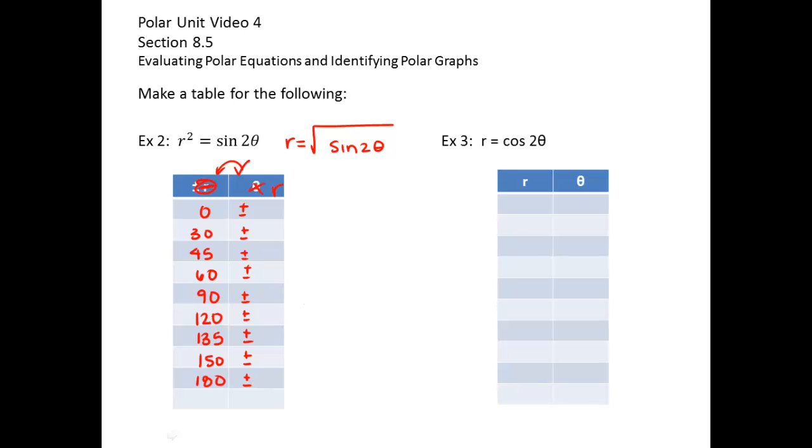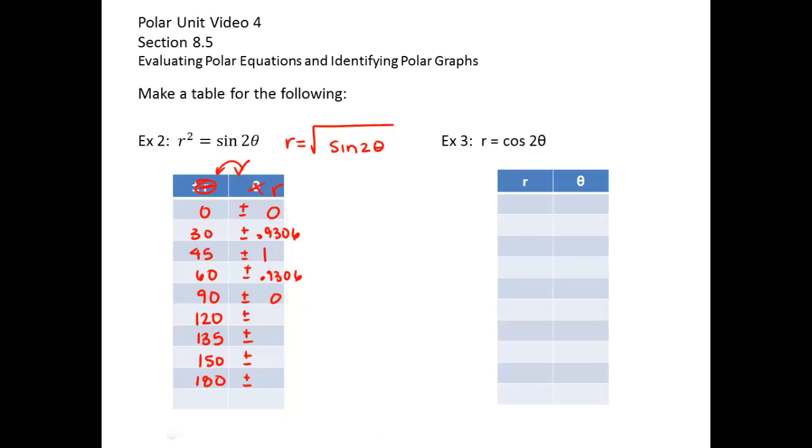Okay, so back to your graphing calculator. In r equals, we are entering in the square root of the sine of 2 theta. And on your table, let's go ahead and take a look at those values. So I get 0. For 30 degrees, we get 0.9306. For 45 degrees, it's 1. For 60, 0.9306. For 90 degrees, it's 0.